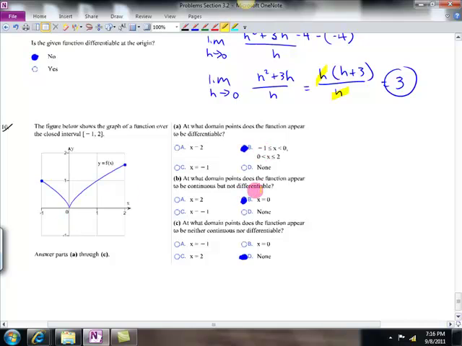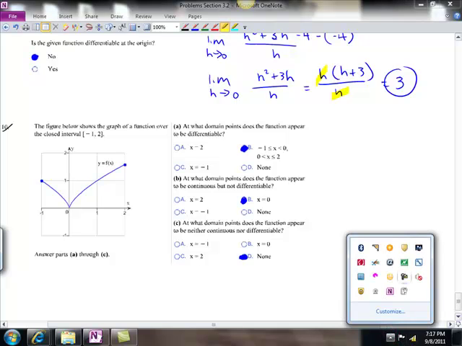At what domain points does it appear to be continuous but not differentiable? At 0, because it's continuous there. It's just not differentiable. At what points does it appear to be neither continuous nor differentiable? There aren't any. So it's just having you look at that and examine that. Okay? So, don't pack up yet.